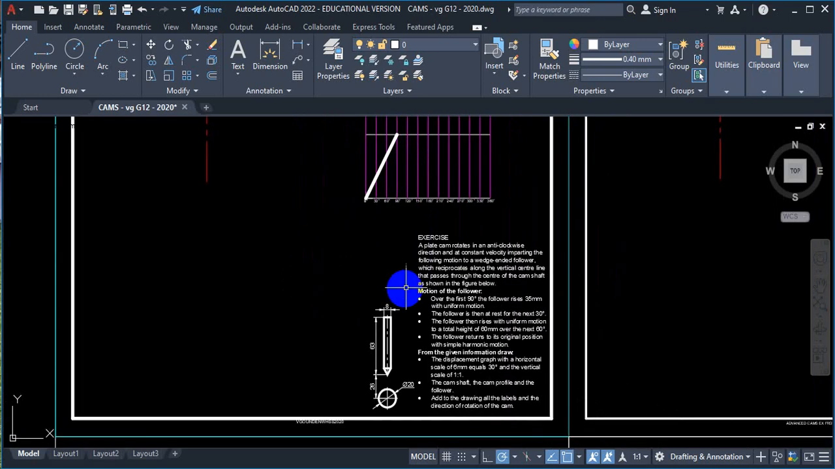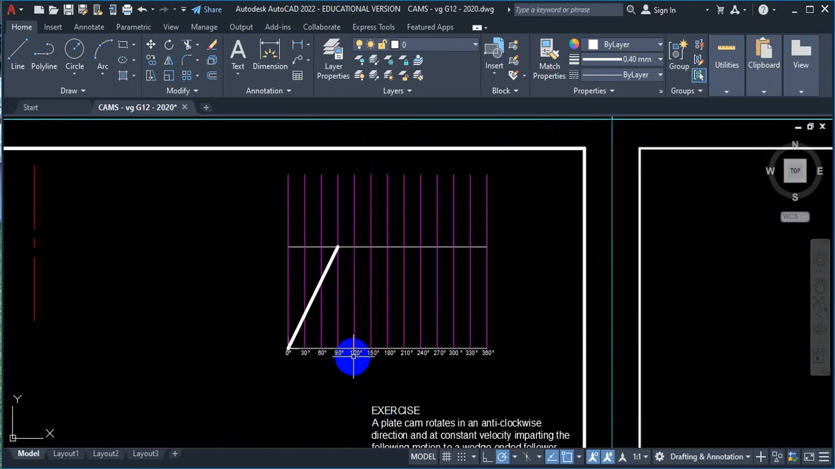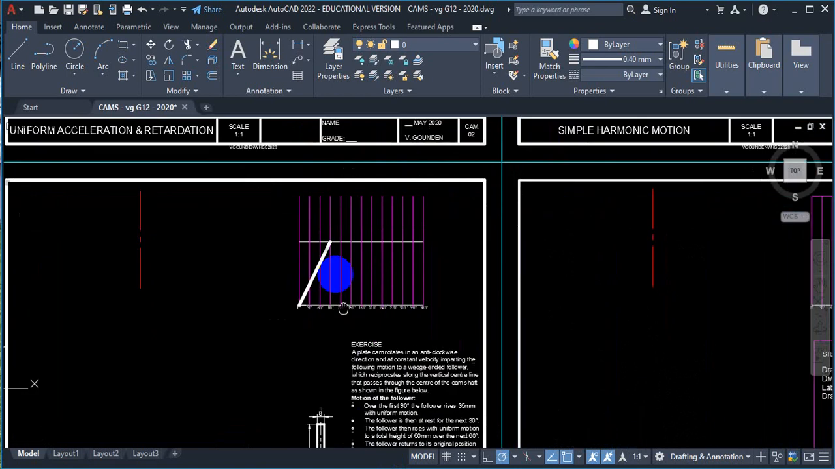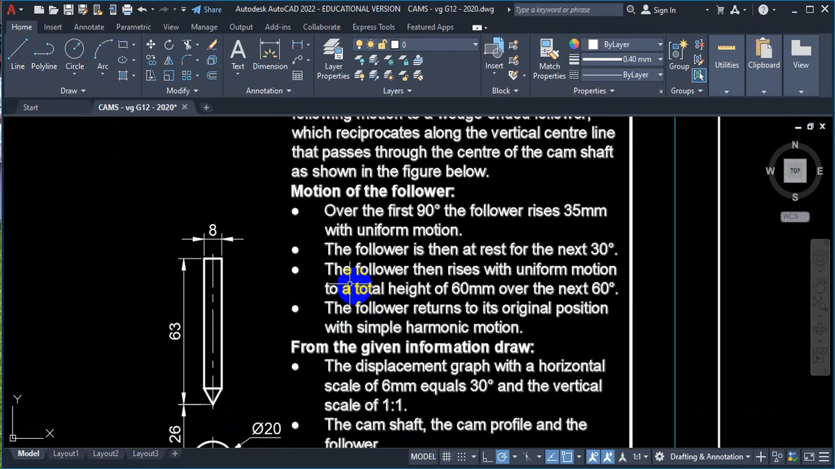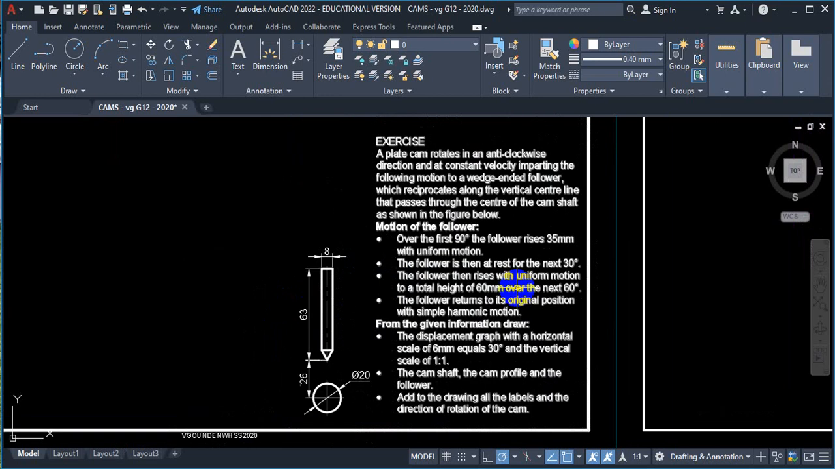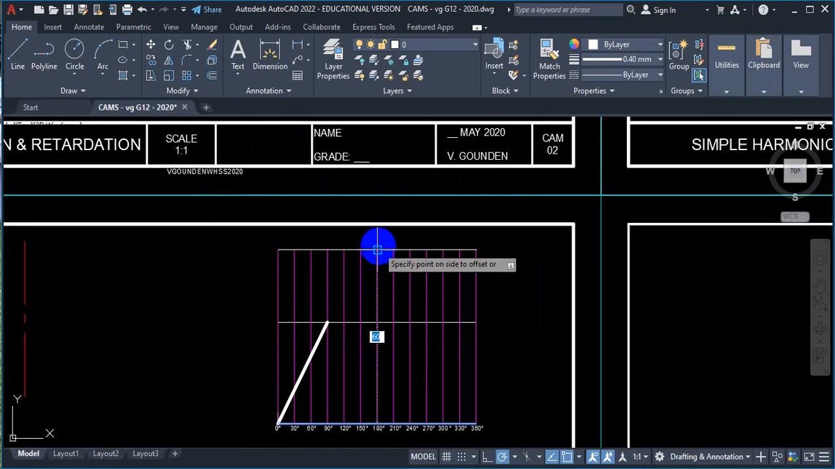Then it says, the follower is then at rest for 30 degrees. Now the rest for 30 degrees is from 90 to 120. And then it goes on to say, the follower rises with a uniform motion to a total height of 60 millimeters over the next 60 degrees. So 60 is our total. So now let's just check. 60 is our total first. Let's do the 60. 60 is our total. So that's what you're going to do.